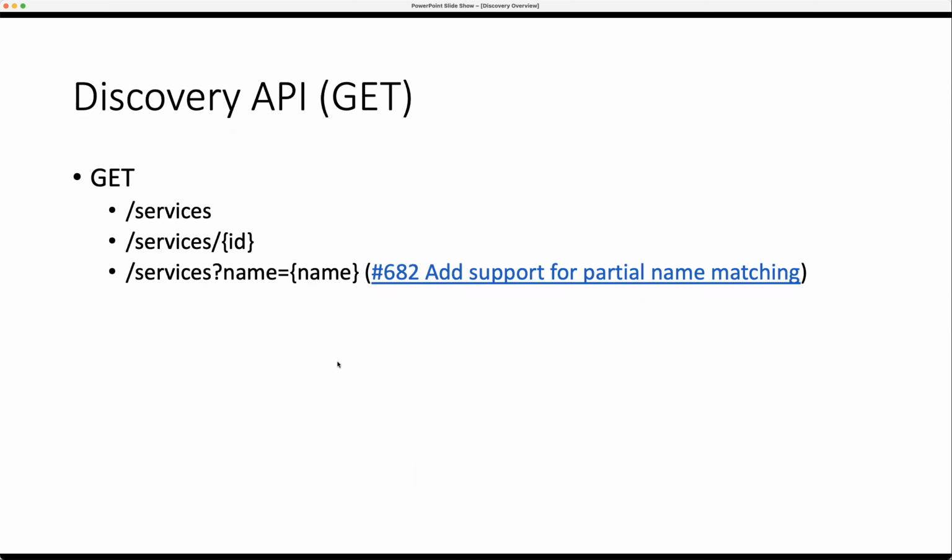Okay. So the API that works on this: first of all, there's the discovery API, so GET operations. So far, it's also quite straightforward and simple. You can list all services. You can retrieve a specific service by ID and by name. So far, I think it's just exact match. There is also an issue that requests adding partial name matching, but of course that's not that simple if you start this whole idea of querying and maybe wildcards and so on. But that's basically what you can do so far to retrieve data around services.